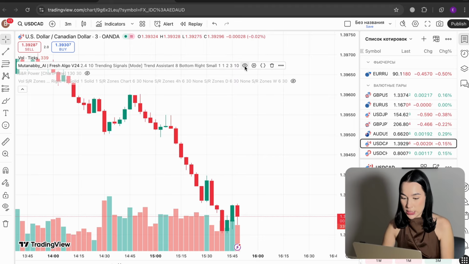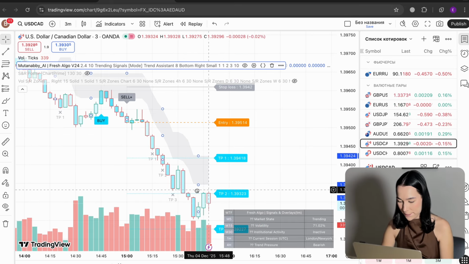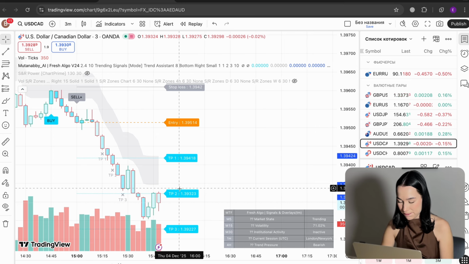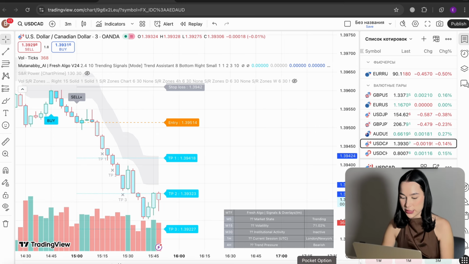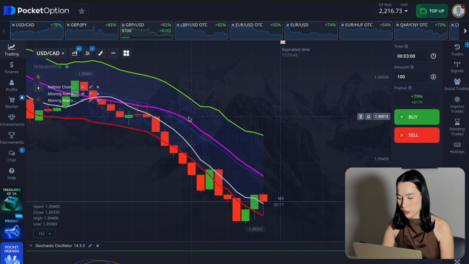So US dollar and Canadian dollar, let's check if we have a signal. Okay, well, not yet actually, because it just started the reversal. As we can see, it's the take profit 1, take profit 2 of the previous move when it was the downward trend.